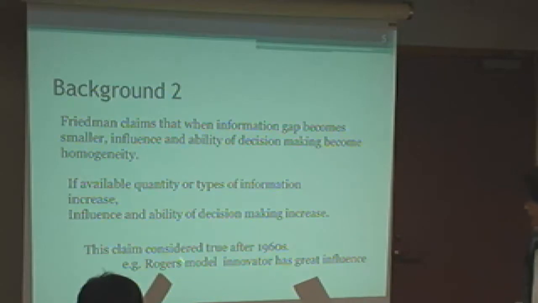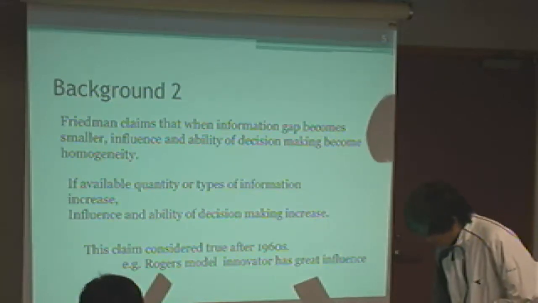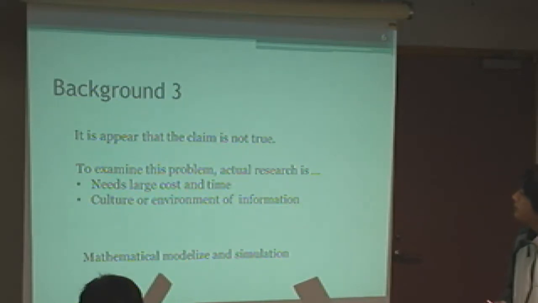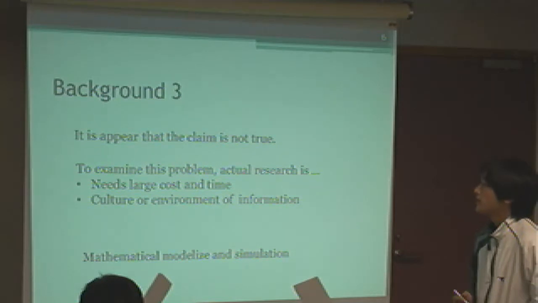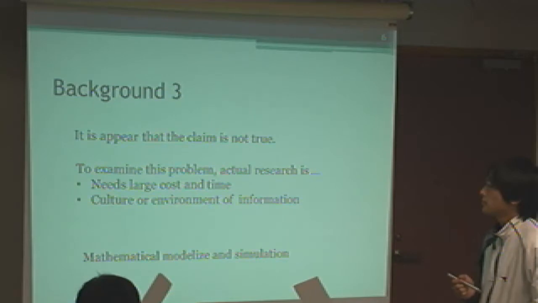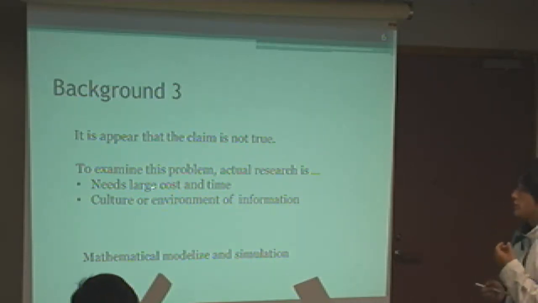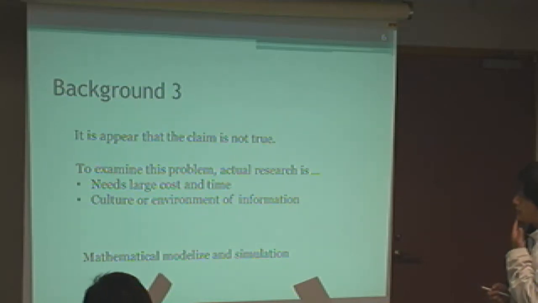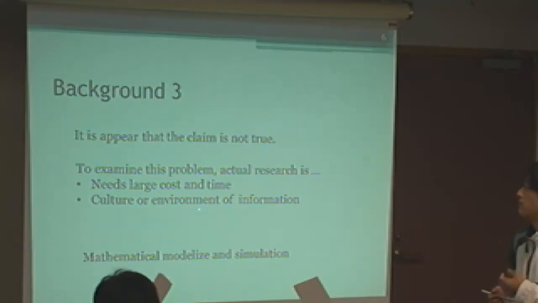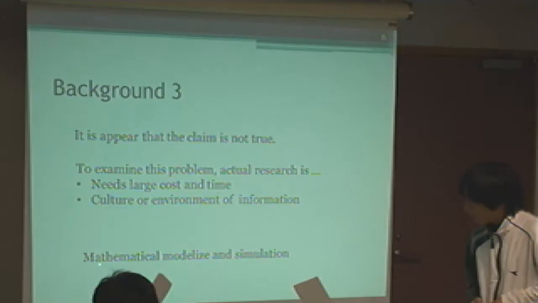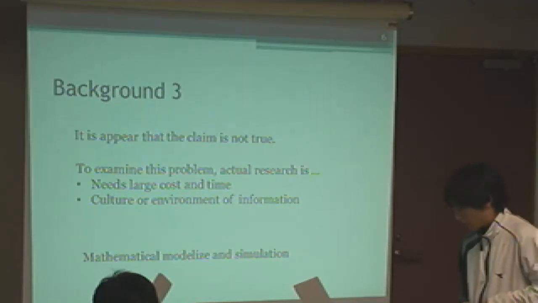For example, in Rogers' model, the innovator has more information than other individuals, and they have great influence. But it appears that the claim is not true. And to examine this problem, actual research needs too much cost and time, or we should consider culture or environment of information. So in this paper, they made a mathematical model and did simulation.